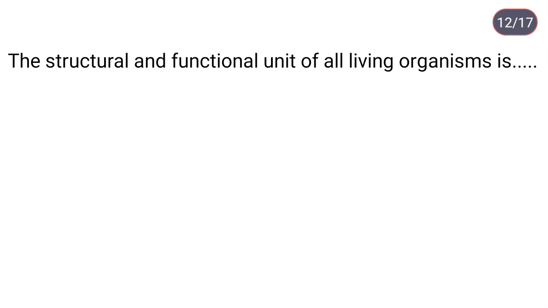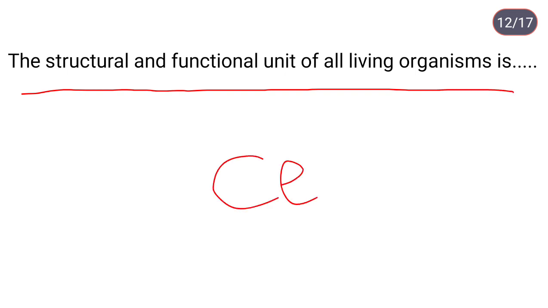And the next statement: the structural and functional unit of all living organisms is, a simple question, the cell. So we can say that the cell is the structural and functional unit of all living organisms.